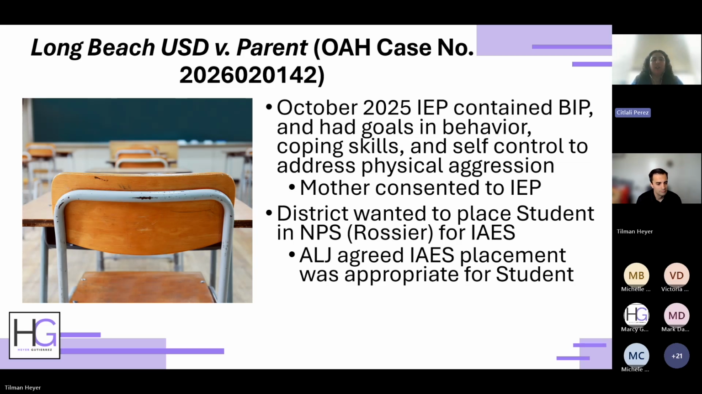But the district showed that Rossier, which was the non-public school placement for 45 days that they wanted to send him to, really fit the child's goals. And so there are small classroom sizes, there were aides everywhere to really support the student. And so the ALJ agreed with Long Beach and stated that the private school placement was appropriate for the student.